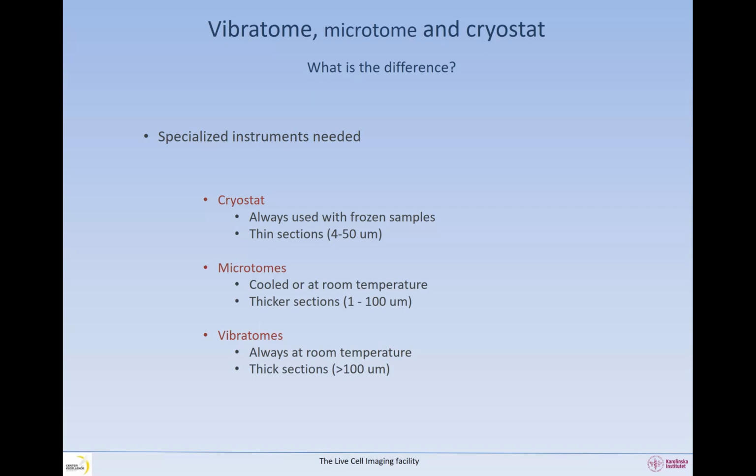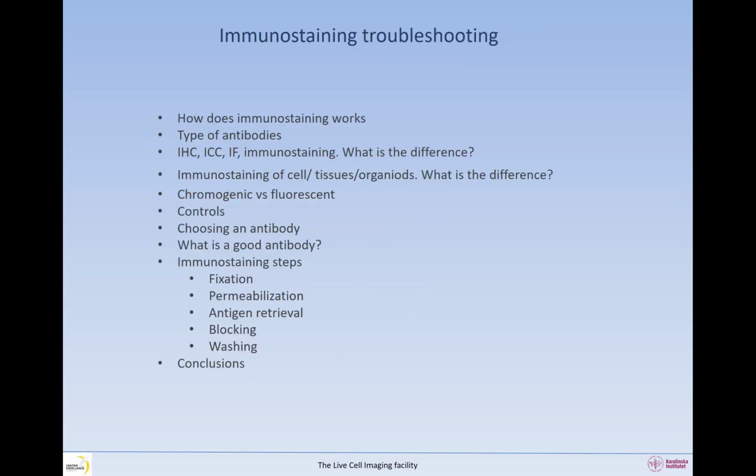Okay, now that we know which kind of tissue we want to work with, we know how we want to cut it, depending on what we have. So let's continue and see how we want to detect our protein of interest or proteins of interest. And as I said, there are two ways, either chromogenic or fluorescence detection. So let's see what is the difference.